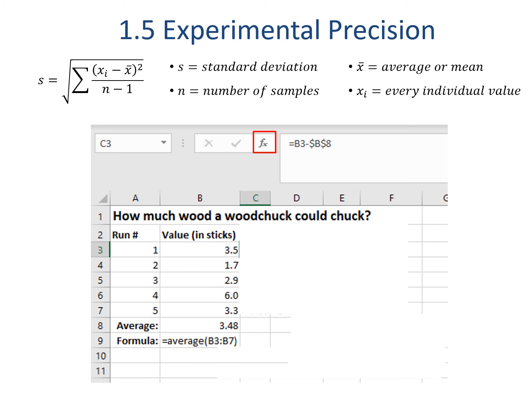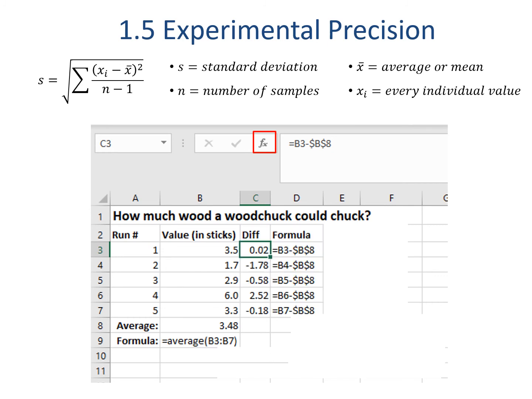Each individual measurement needs a difference calculated as well. And then we need to square the difference also. We can easily do both of those. Note that in the function for the difference, the cell reference for the mean, B8, has a $ sign in front of the B and a $ sign in front of the 8.